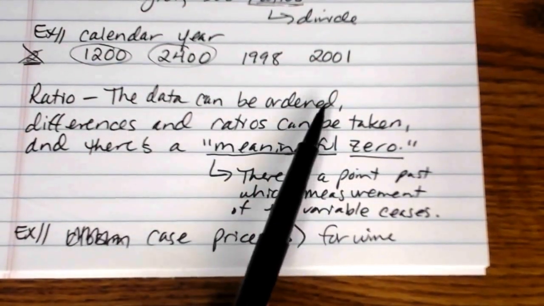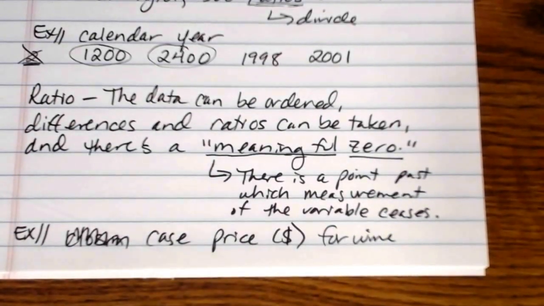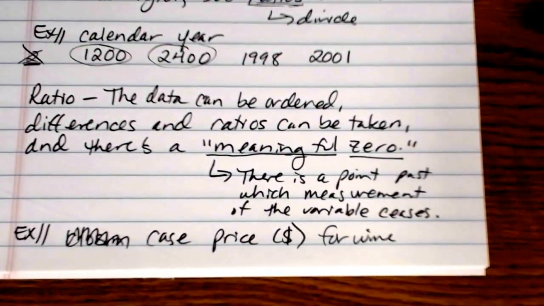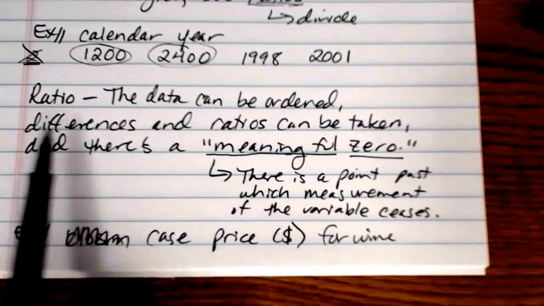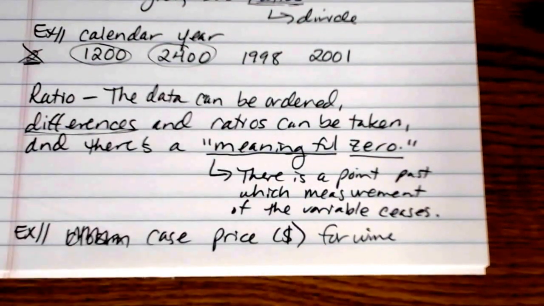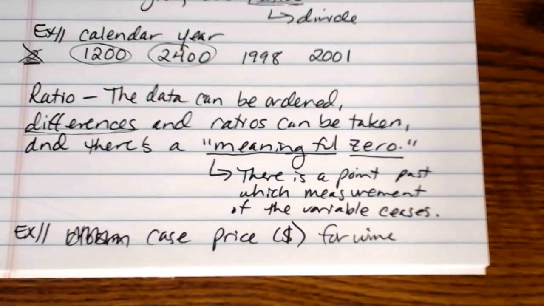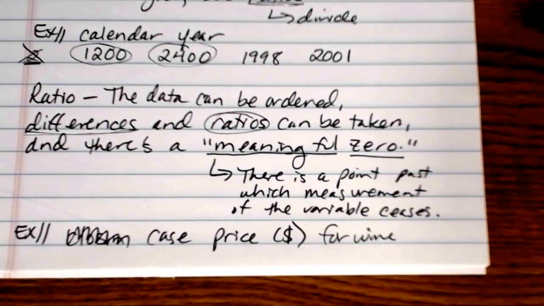Could we put those in order, either from smallest to largest or largest to smallest? Yes, we could, and that order would be meaningful. More expensive cases would be at the top of the list, less expensive cases would be at the bottom. Could we take differences? Would it make sense, for example, to say that one case costs $50 more than the other? Well, sure, that makes sense. If we subtract and we come up with a difference of 50, that's telling us that one case is more expensive than another by $50. Would it also make sense to take a ratio? Would we be able to say, for example, that one case costs 3 times as much as another case? Absolutely, we could do that.